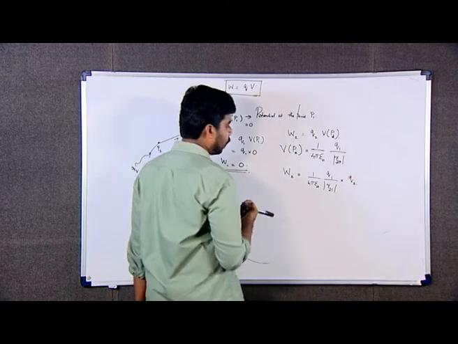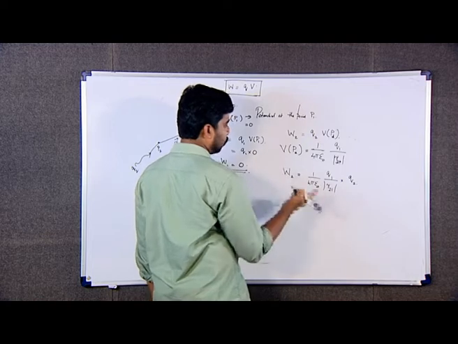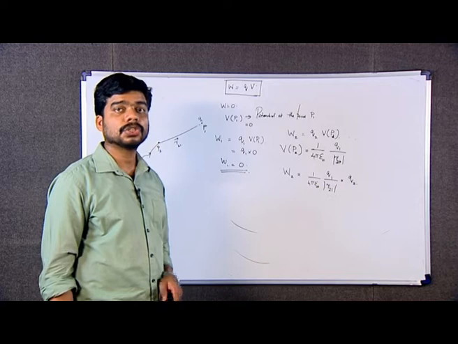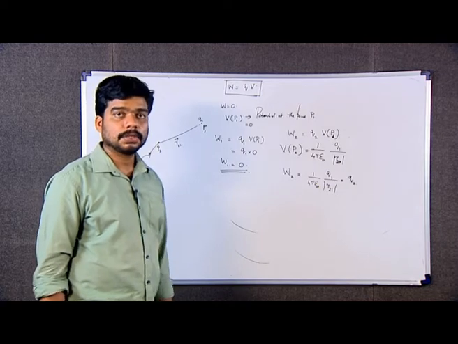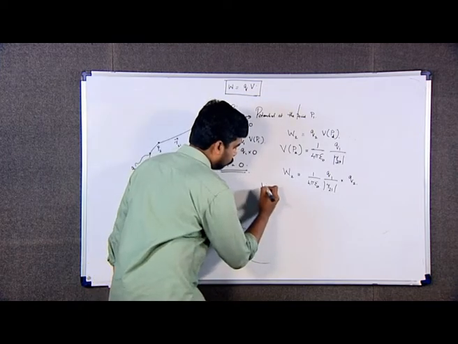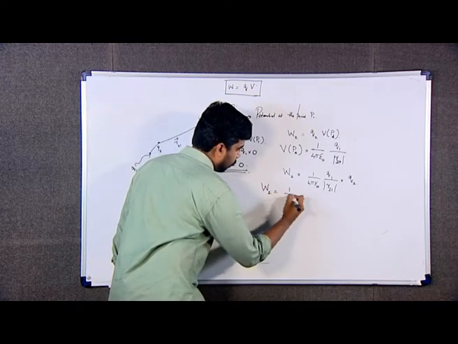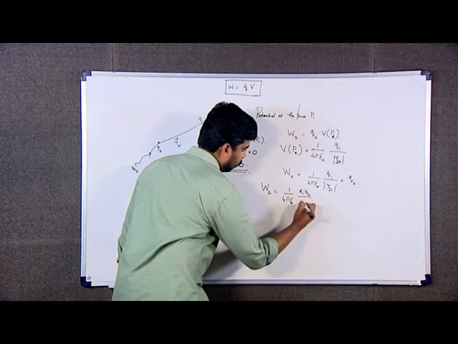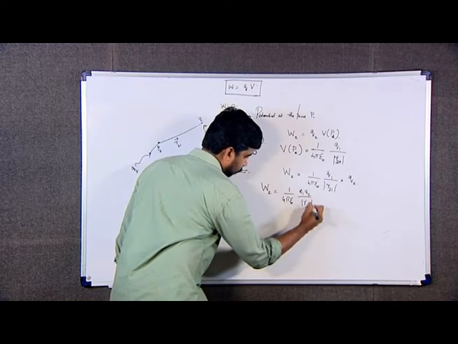So, this is the work done in assembling a charge Q2 in the presence of another charge Q1. I can write it as W2 is equal to 1 by 4 pi epsilon 0 Q1 Q2 by modulus of R21.